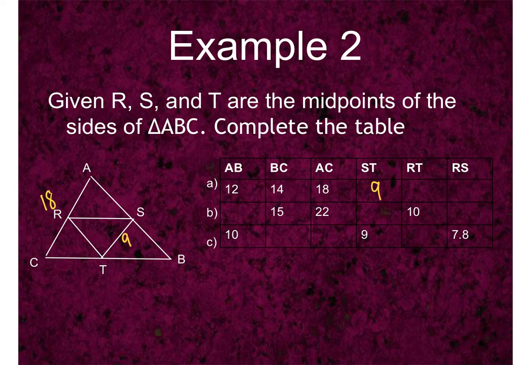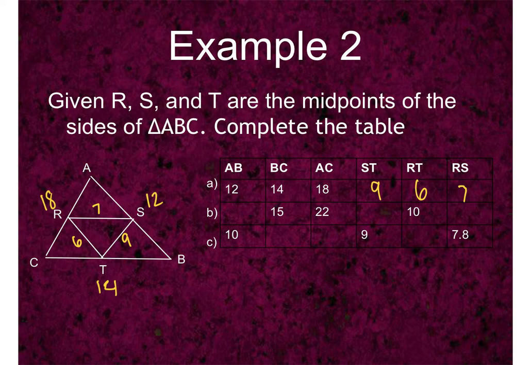What about RT? Emma? RT is 6 because AB is 12. Yeah, perfect. And then RS. 7. Okay? It's exactly half the side that's opposite it.